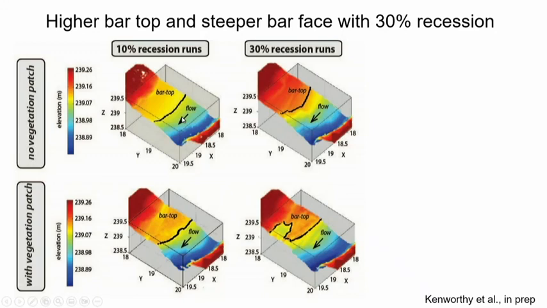But the main thing I want you to notice is that if we look at the vegetation experiments, where we have vegetation planted on these bar tops, we see generally the same result between those two different recession experiments: higher bar tops with 30% recession, lower bar tops with 10%. But if we look, there are subtle differences between these two experiments. Focusing on this area here and this area here that do not happen in this 30% recession rate.